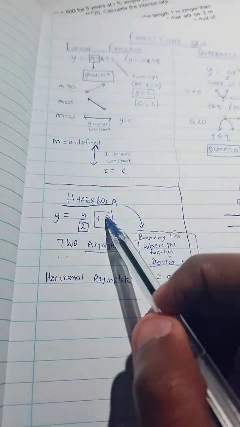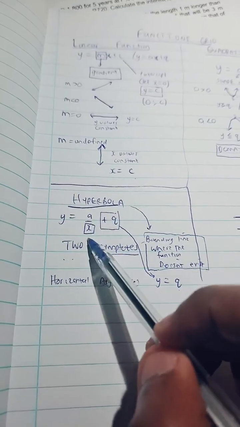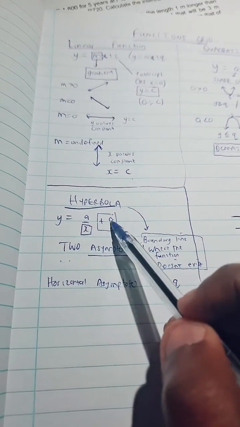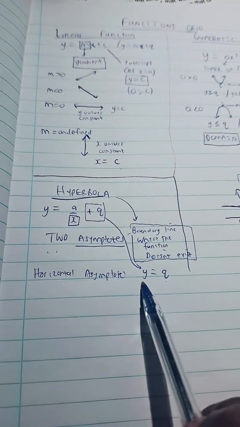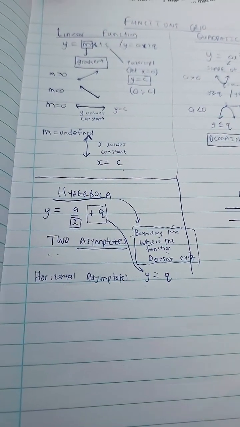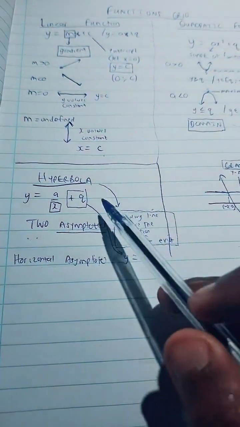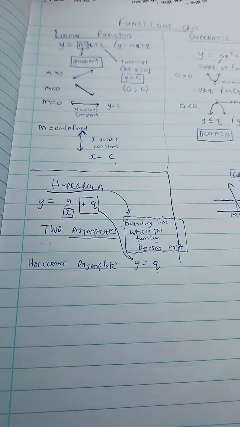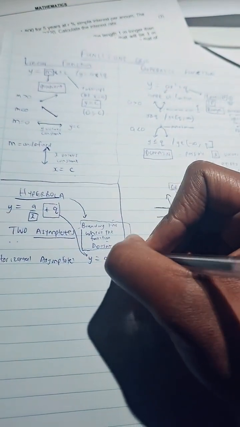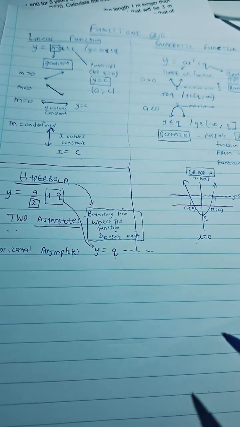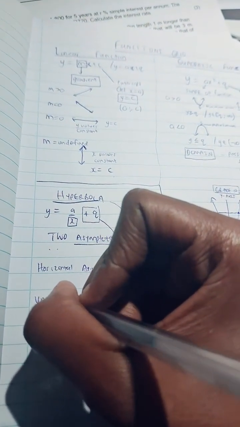Please, guys, this equation first must be in standard form. In other words, y is equal to a over x, whatever the a value is, plus or minus whatever the q value is. When you have this form, the equation of the horizontal asymptote can be written. And it is y is equal to whatever that q value is. Okay, are we together? That is the horizontal asymptote. It is a horizontal boundary line. Okay. Then there is the vertical asymptote.